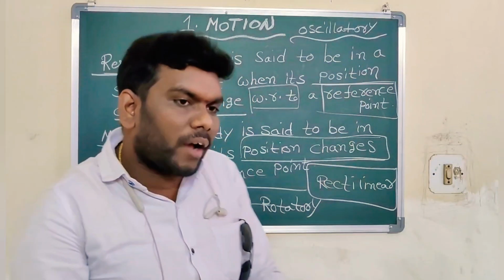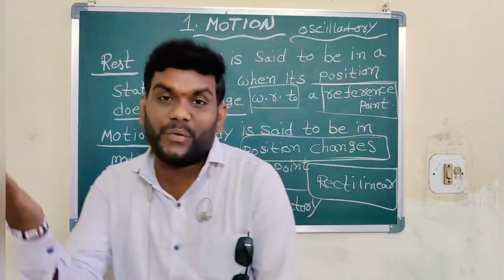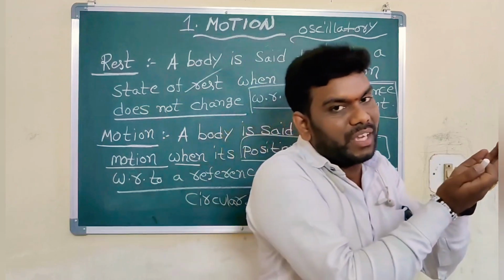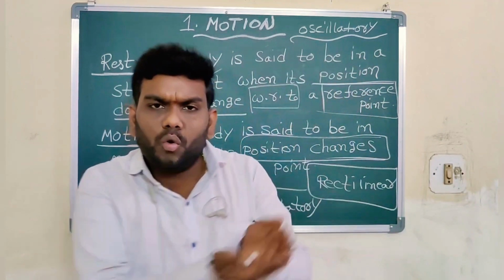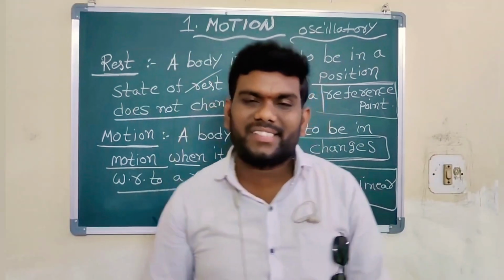Oscillatory motion. What is oscillatory motion? To and fro. What is to? Forward. What is fro? Back. To and fro motion is called oscillatory motion.